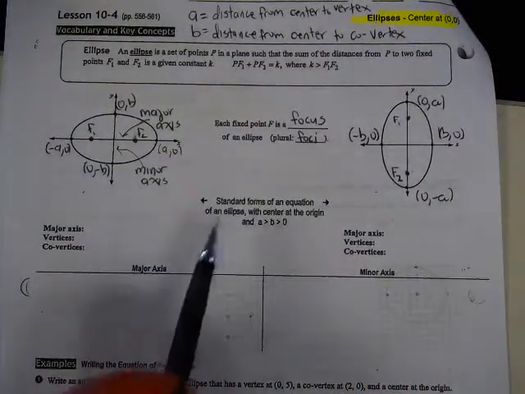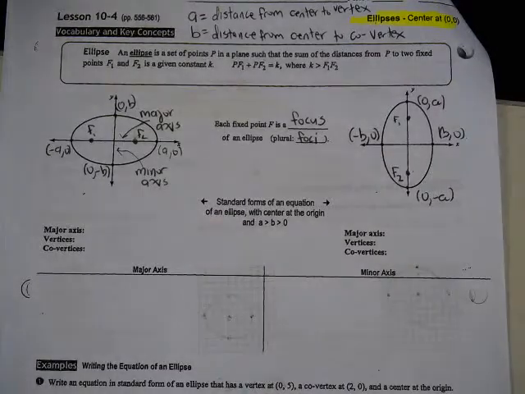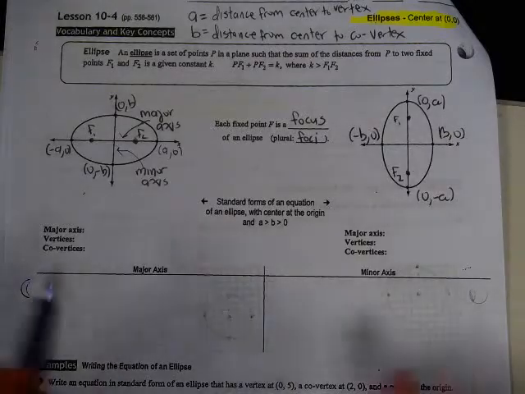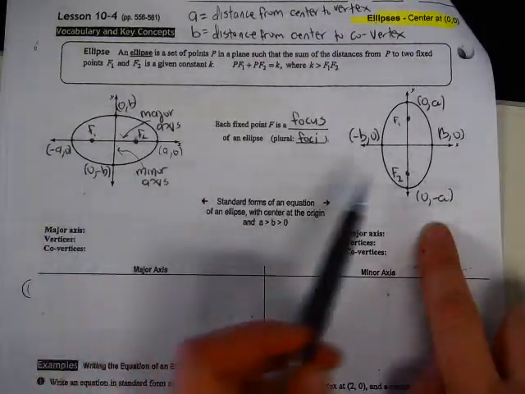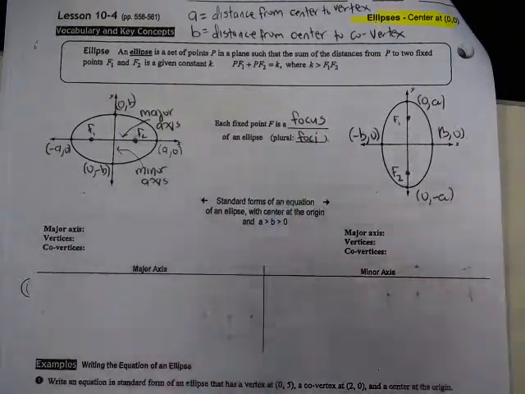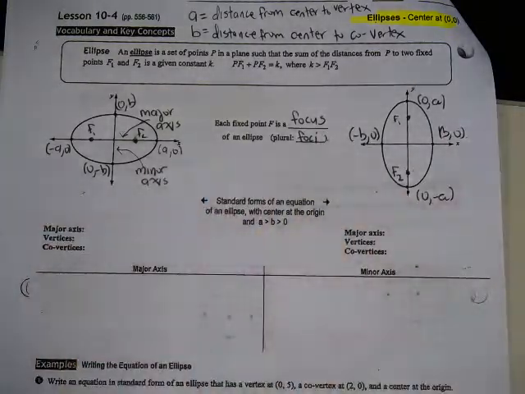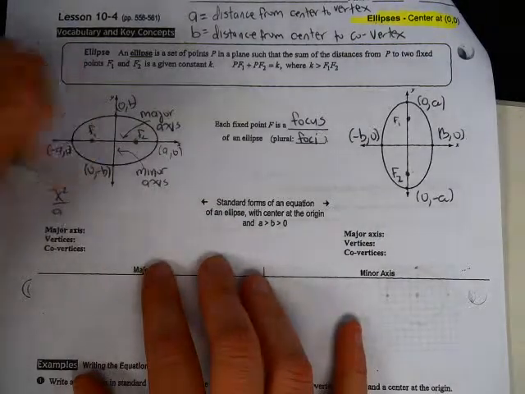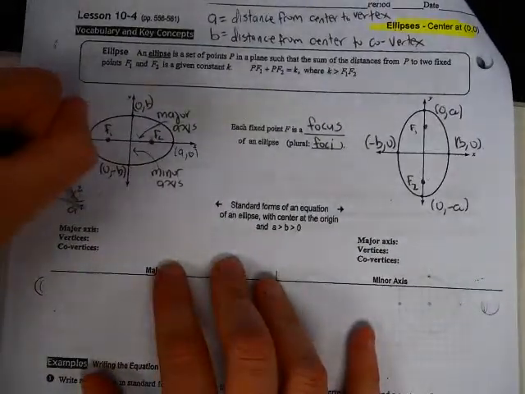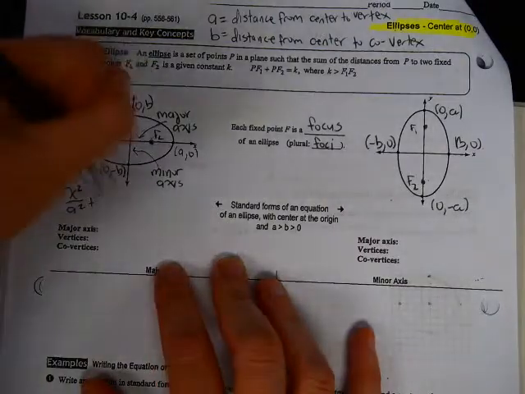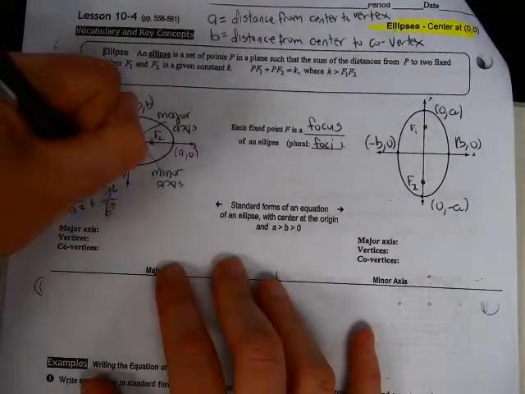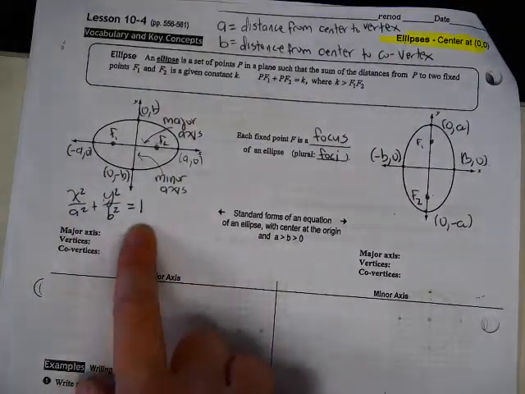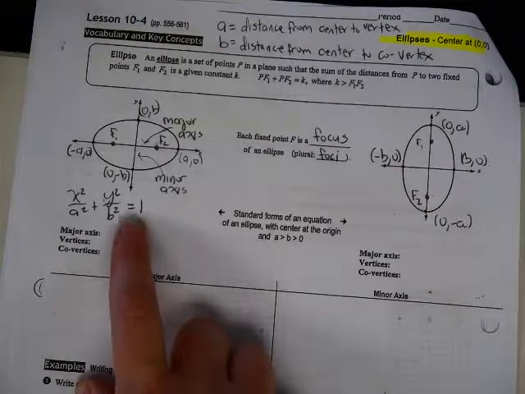So next we have a standard form of an ellipse with center at the origin. So there's two equations depending on where your major axis is. So if your major axis is horizontal, then it's x squared over a squared plus y squared over b squared, and it always equals 1. The equation of an ellipse always equals 1.